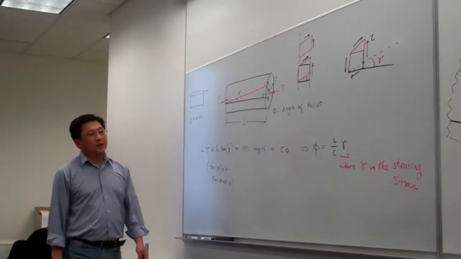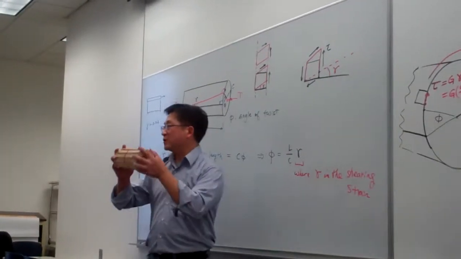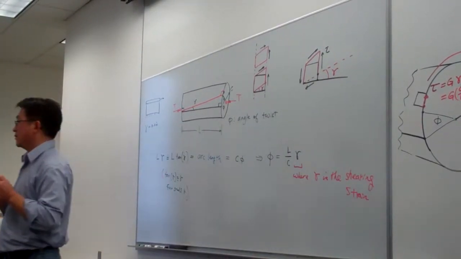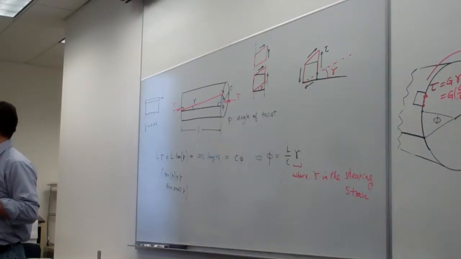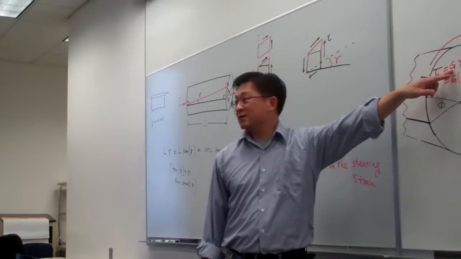One more time, I want to emphasize that we make an assumption. Yes? What does G stand for? G is the rigidity modulus, and from our Hooke's law, that is G.